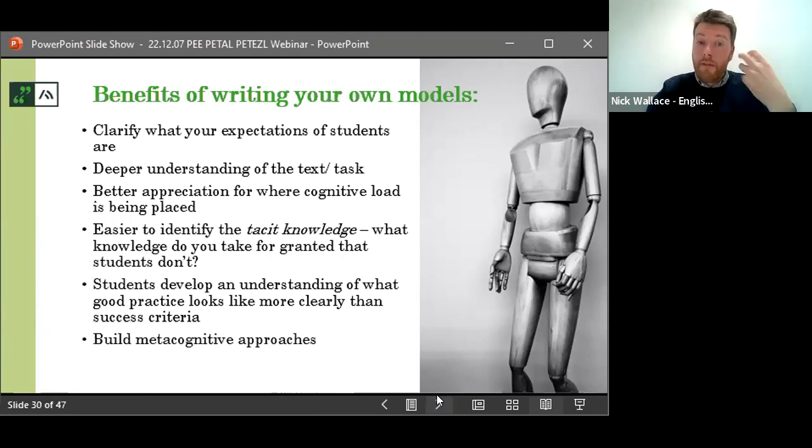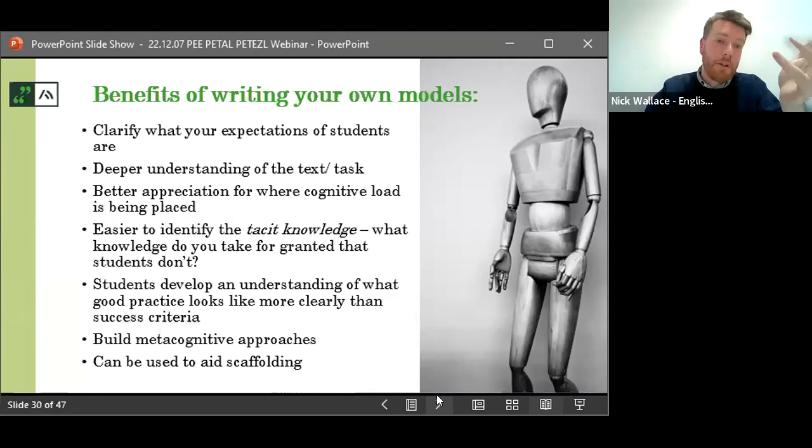Modeling in front of students, and narrating a thought process, is also a great way to develop students' metacognitive approaches, and the importance of metacognition for students is increasingly well understood across schools. And a tip which I'm sure will not be new to many of you: we can also use those models to aid scaffolding in some interesting ways too.